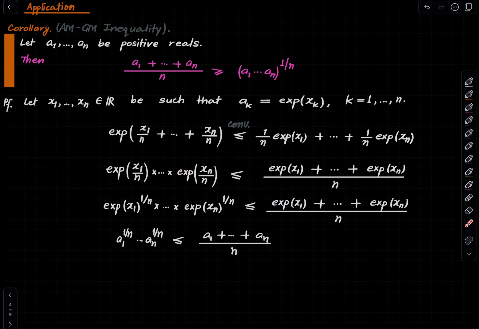So this is a very nice short proof of the arithmetic geometric mean inequality, which is not obvious. It is not so easy to prove this.